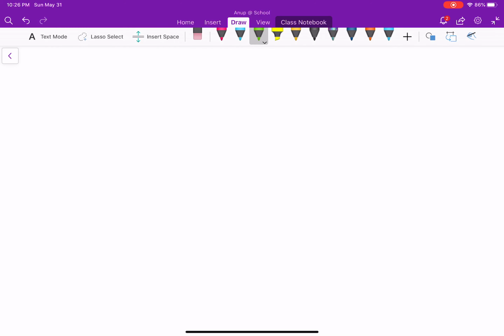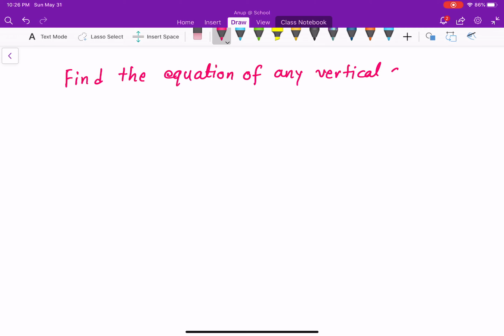now let's see how to find the equation of any vertical asymptote. Let me take one example. Let's say f of x is equal to x minus 3 over x plus 3. So how do we find the equation of any vertical asymptote that this rational function may have?